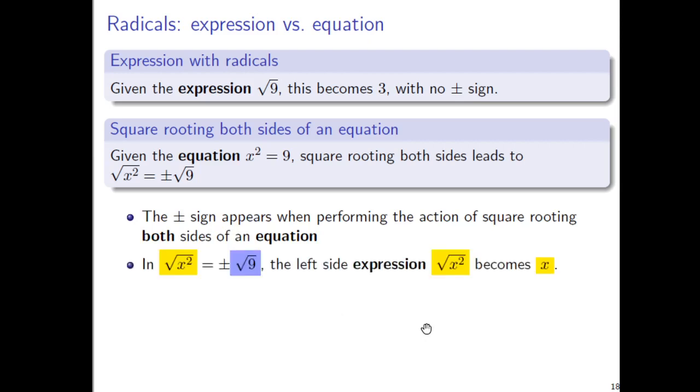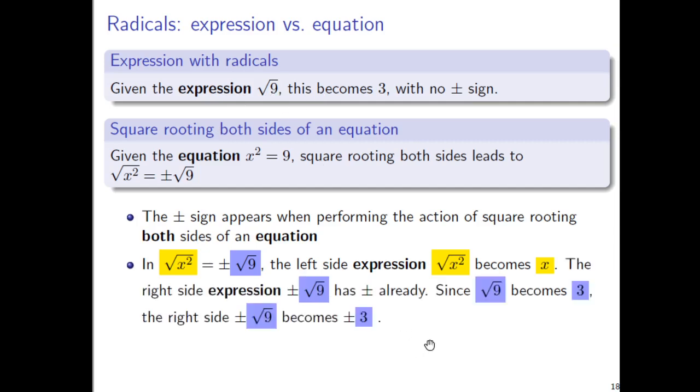So in root x squared equals plus or minus root 9, the left side expression of root x squared can simplify to plain old x. Here the word for the left side is an expression, so just the left side, what's in yellow, root x squared, is an expression, and that will become x for the same reason that the expression root 9 becomes 3. On the right side, there's this expression plus minus root 9. The plus minus is already written, and then root 9 in blue becomes 3 in blue, right? So the right side of plus minus root 9 becomes plus or minus 3. So in the end, root x squared equals plus or minus root 9 becomes x equals plus or minus 3.